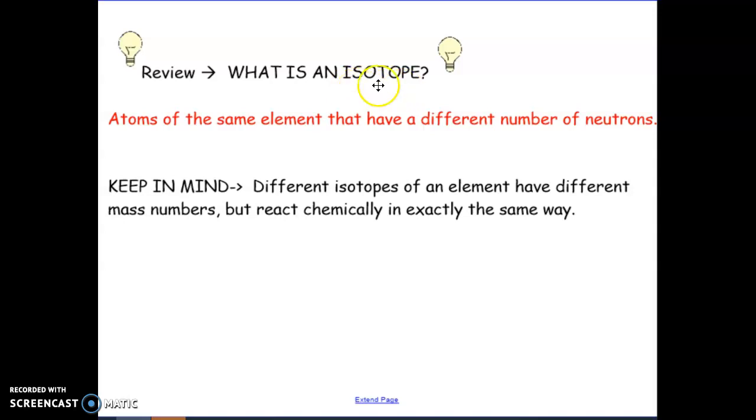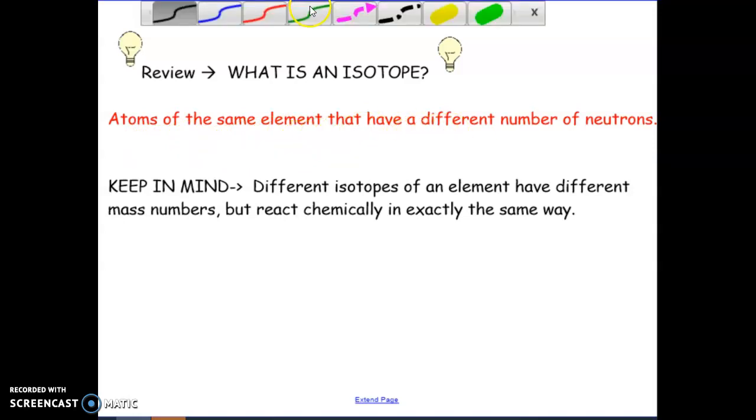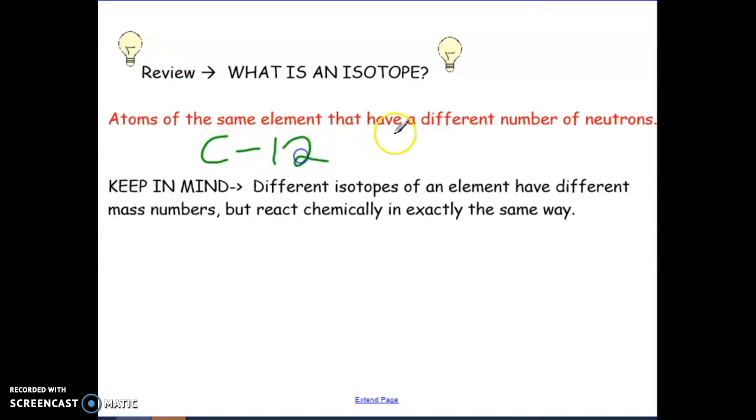So just to review what an isotope is, it's an atom of the same element that has a different number of neutrons. So for example, I can have carbon 12 or carbon 13. They're the exact same element, the number of protons is the same, but the only difference is that carbon 13 has 1 additional neutron in comparison to carbon 12. Both of these are considered to be isotopes. So the different isotopes for an element essentially have different mass numbers.